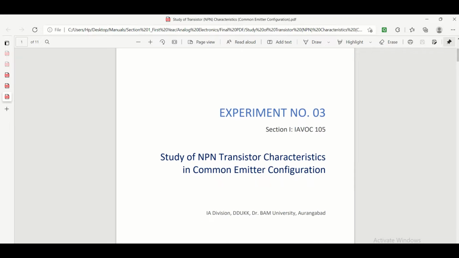Dear participants, in this session we will be concentrating on experiment number 3 of section 1, IABOC 105. Here we will go for a study of NPN transistor characteristics in common emitter configuration.